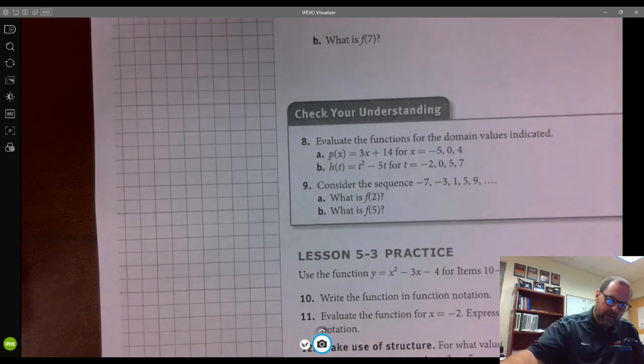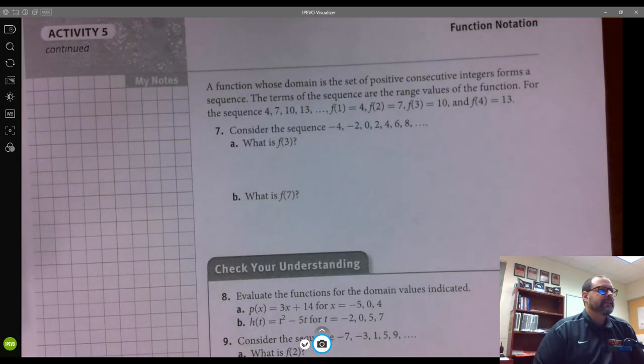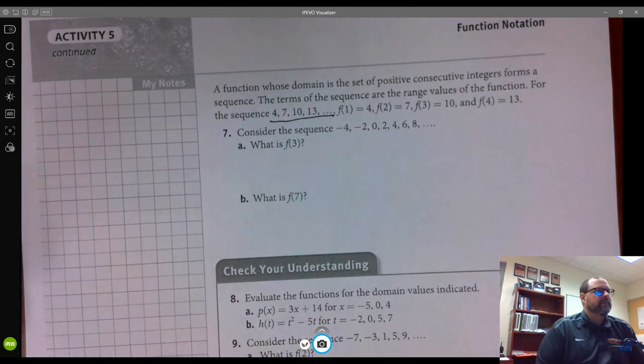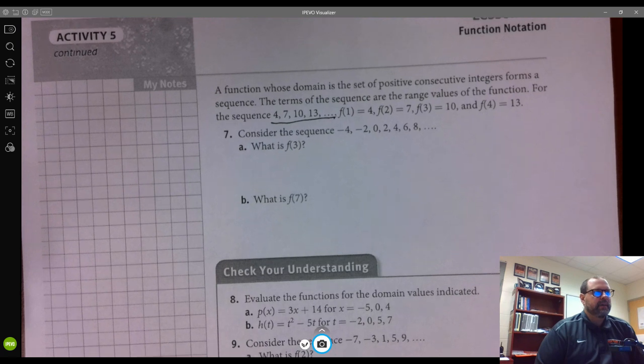All right. Other ways to look at things with it. Sometimes they give you what we call a sequence. A sequence is just a list of numbers that has a pattern. 4, 7, 10, 13. So take a second, think about the pattern. Looks like the pattern's plus 3, right? 4 plus 3 is 7, plus 3 is 10, plus 3 is 13.